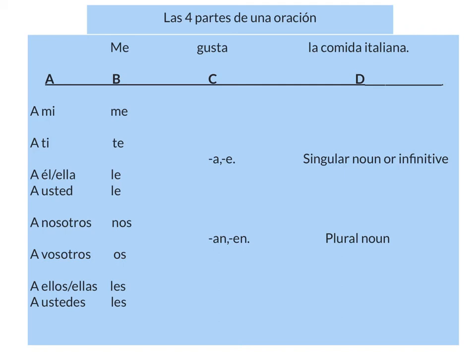So, the last thing I'd like to talk about on this slide is why I don't have a part A in my sentence. So, part A is not necessary. It's helpful, but it's not necessary. Part A helps to clarify to any person that we're speaking to or writing to about who likes something or who loves something or is interested, etc., in something.